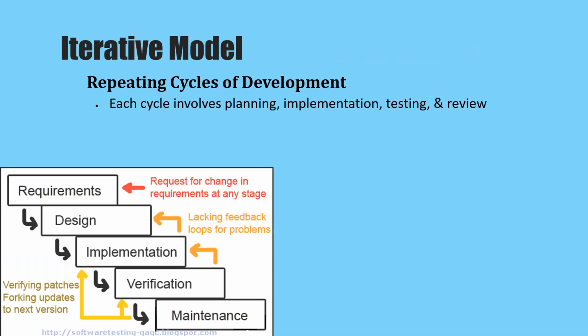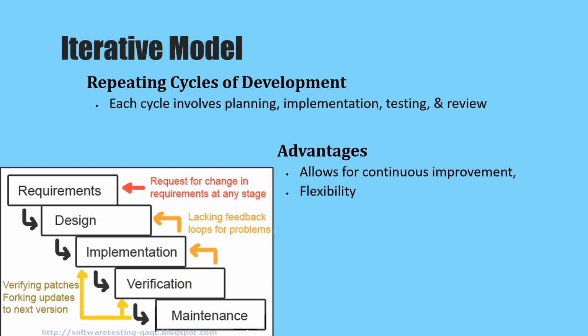Iterative model, repeating cycles of development. Each cycle involves planning, implementation, testing, and review. The iterative model is a software development approach that involves repeating cycles of development. Each iteration results in an incrementally improved version of the software.